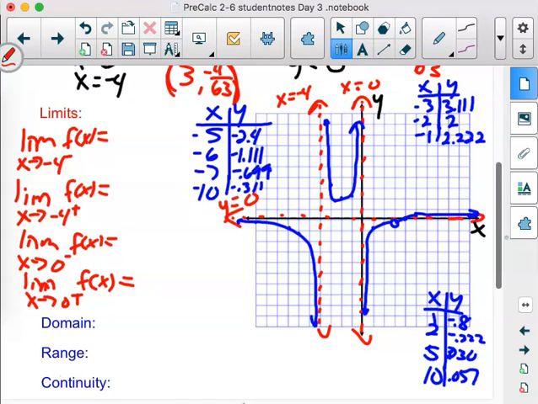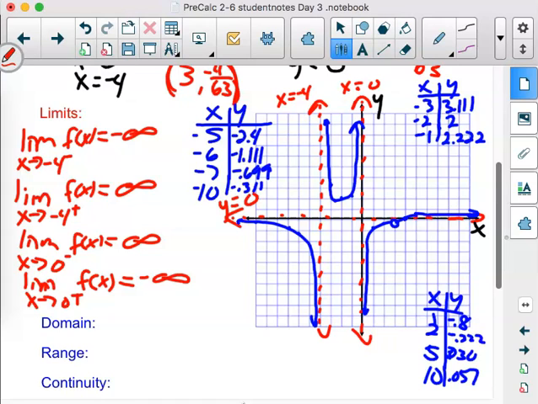Okay, -4 from the left, going down. -4 from the right, and again, this is the one that feels weird because we're coming in from the right, we're going up. 0 from the left, going up. 0 from the right, going down.